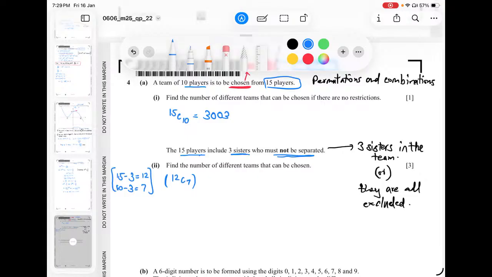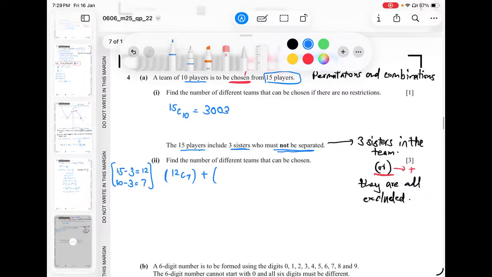So now what we do here is we need to add, because we know that it's a second case, and you already know that when you write or, or means to add and and means to multiply. So now you add the second case, they all being excluded, then that means that from the 15 players, you only have 12 players to choose, and you need to choose 10 players from the 12. So that's basically 12 choose 10.